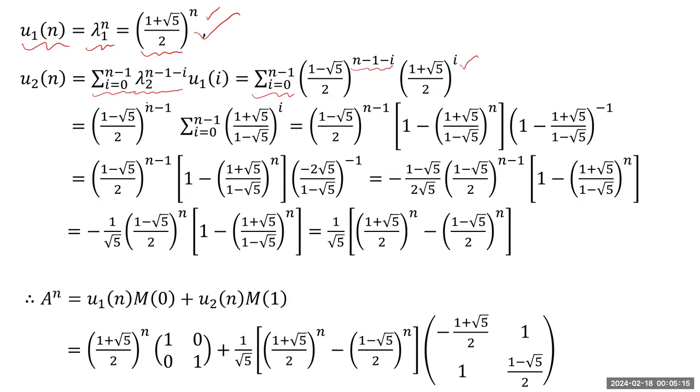Here I can write this as ((1 minus root 5) over 2) to the power of n minus 1 times ((1 minus root 5) over 2) to the power of minus i. Now n minus 1 is independent of the summation, so we can take it out. You will get (1 plus root 5) over 2 to the power of i, and here (1 minus root 5) over 2 to the power of i in the denominator. The 2 to the power of i will be cancelled, and you will get ((1 plus root 5) over (1 minus root 5)) to the power of i. So this is the simple one.